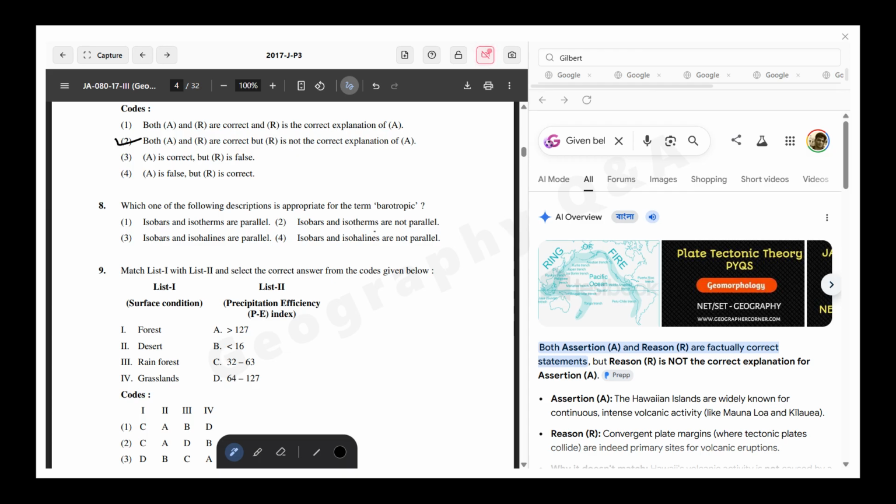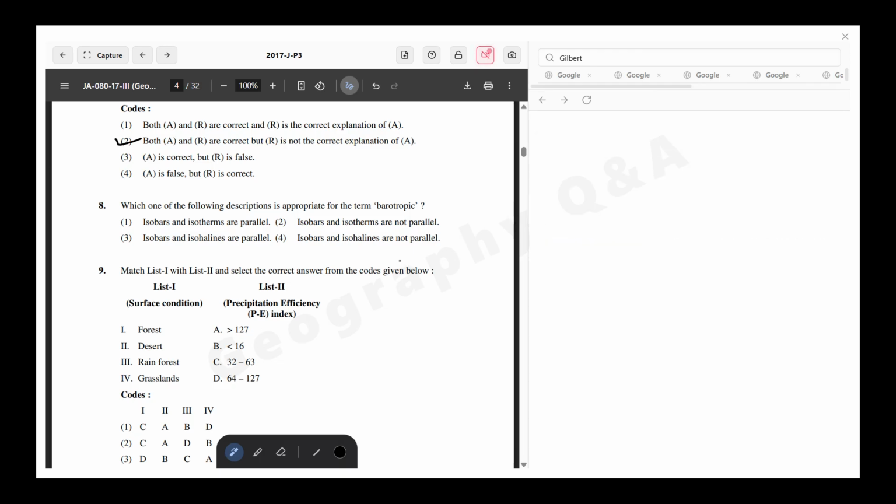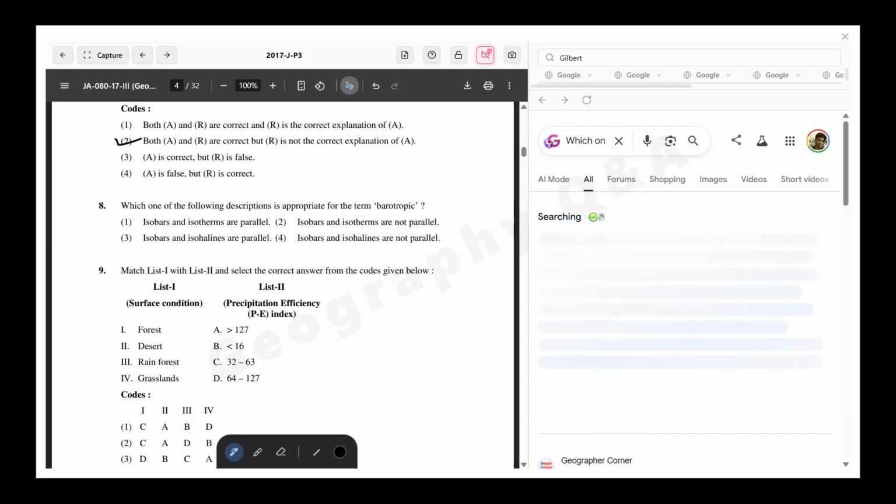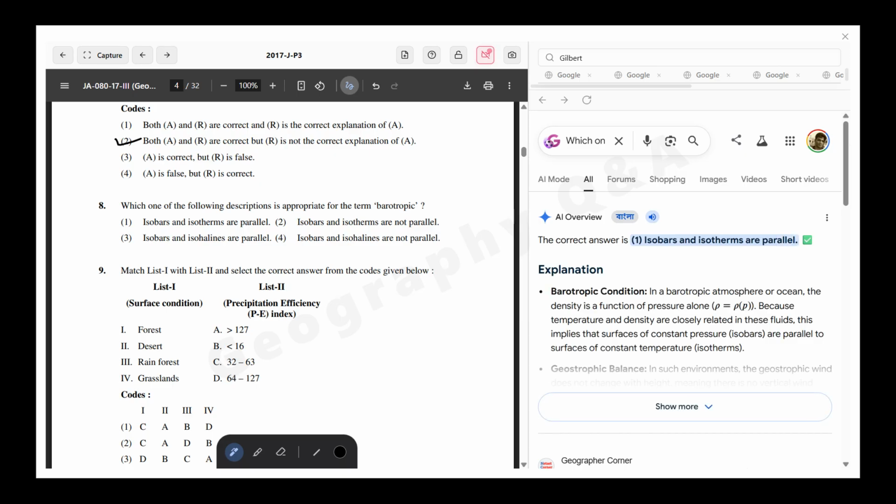Which one of the following descriptions is appropriate in terms of the barotropic condition? Isobars and isotherms are parallel, isobars and isolines are parallel, isobars and isotherms are not parallel, and isobars and isolines are not parallel. So isobars and isotherms are parallel. So option A is the correct answer.